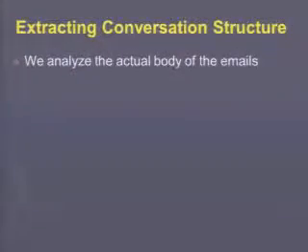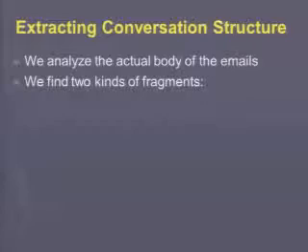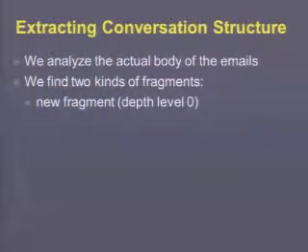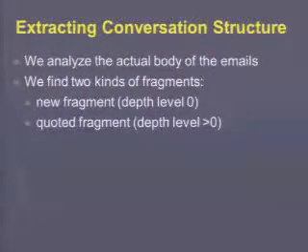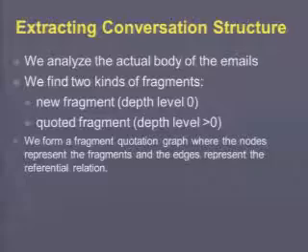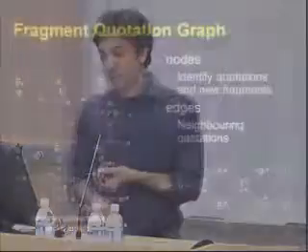So we analyze the actual body of the emails. By analyzing the body of the emails, we find these 2 kinds of fragments. One is the new fragment with depth level 0, and another is the quoted fragment, which can be depth level greater than 0. Then we form a graph where the nodes represent the fragments and the edges between the nodes represent the referential relation between the nodes. It will become clear with an example. Let's see the example.